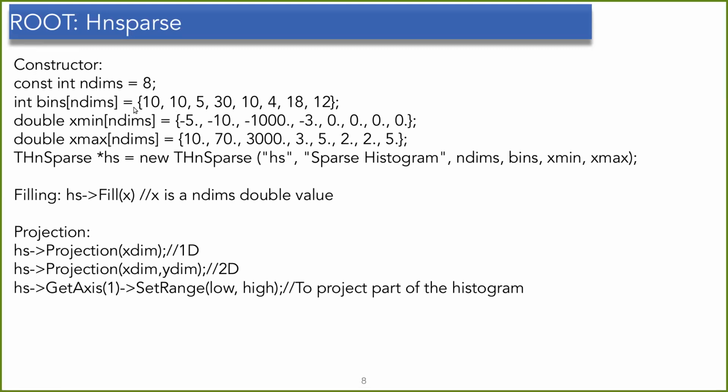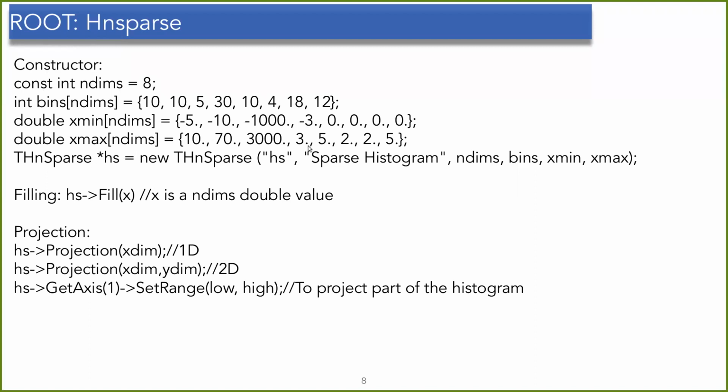For example, now for the first axis we have 10 bins, for the second axis we have 10, for the third axis we have 5, for the fourth axis we have 30, and so on. And this xmin and xmax correspond to the range of those axes, which is also a double value, which is defined here.